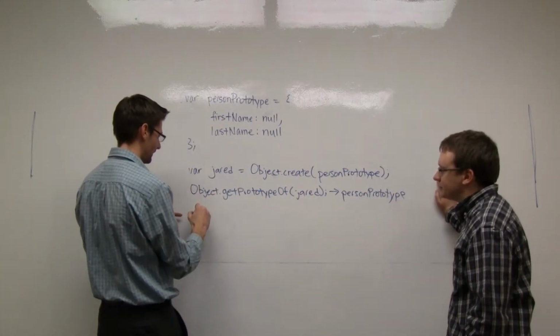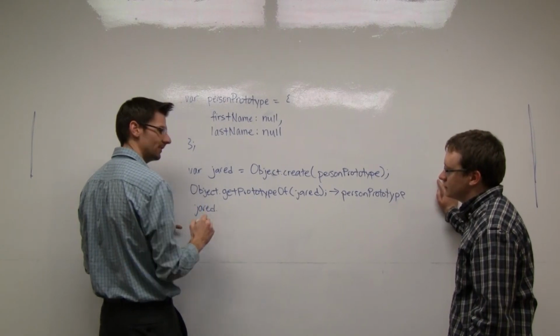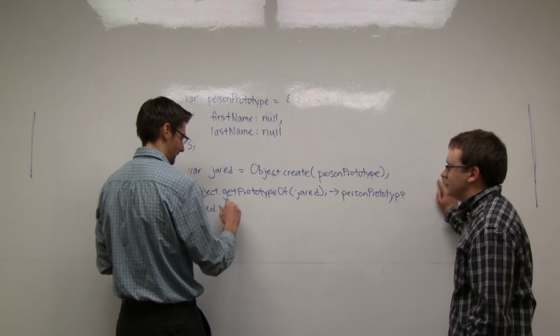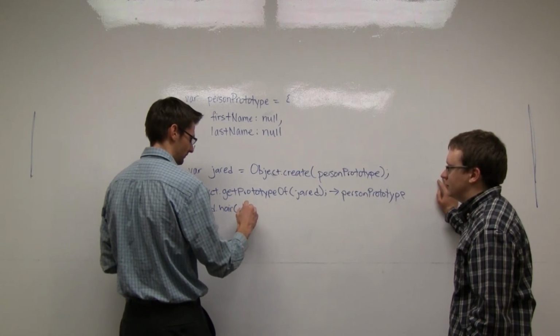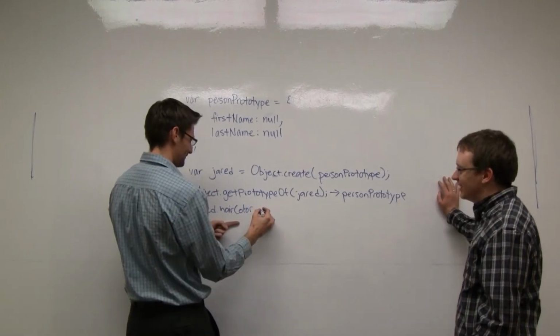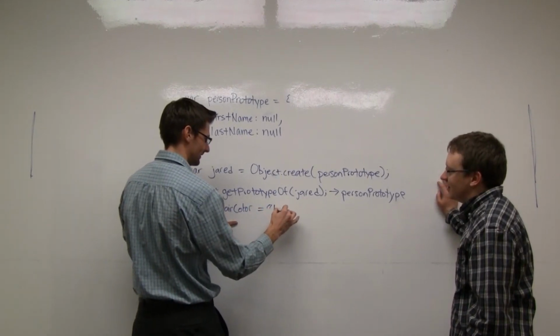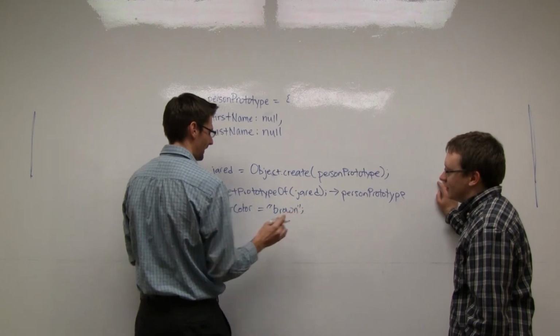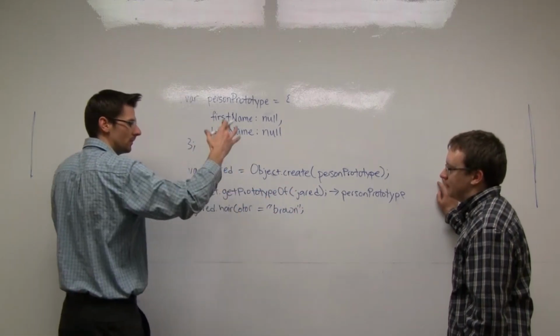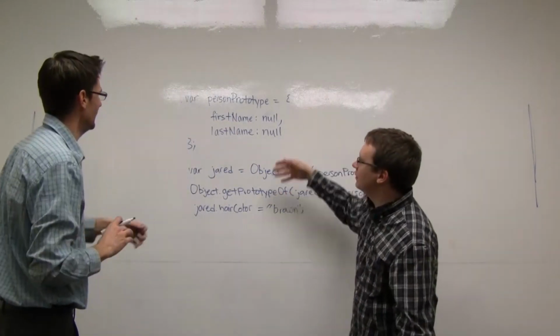Now the great thing is down here we could add more things to Jared. We could say Jared.hairColor equals brown. And that's fine because these objects are dynamic and they can just keep going. And that doesn't affect the prototype at all.